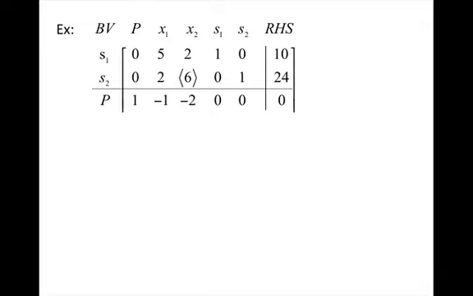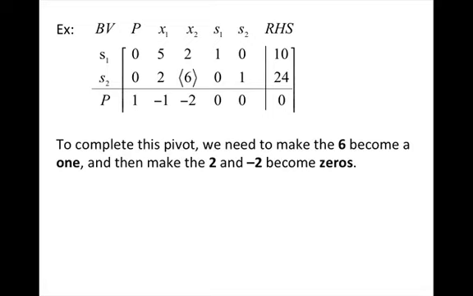Well, let's look at the next example. My pivot element here is the 6 in row 2. I need to begin by making that a 1. So to complete this pivot, I'm going to make the 6 become a 1, and then the other entries in that row, the 2 and the negative 2, I'm going to make those become zeros.